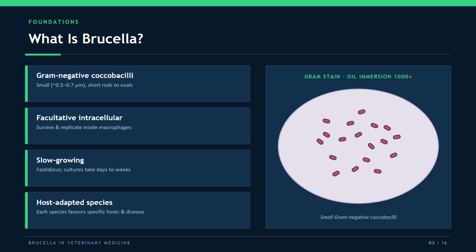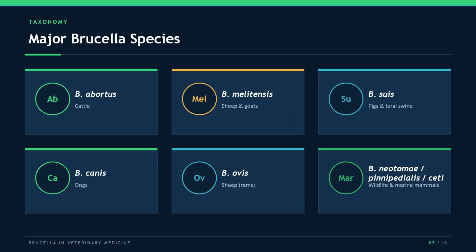They're slow-growing and facultative intracellular pathogens, meaning they survive and replicate inside macrophages. That intracellular lifestyle is a big part of why they're so persistent and so difficult to eliminate. Each Brucella species is strongly host-adapted, which helps explain the very specific disease patterns we see in different animals. The major Brucella species you'll encounter.